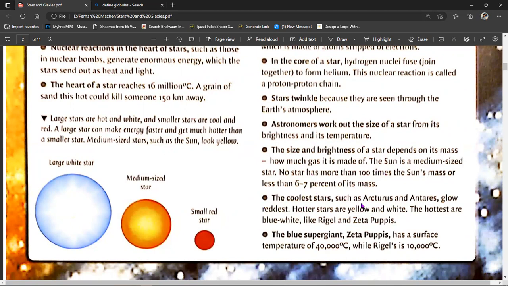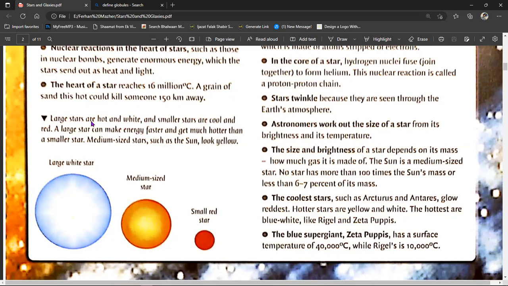The coolest stars, such as Arcturus and Antares, glow reddest. Hotter stars are yellow and white. The hottest are blue-white, like Rigel and Zeta Puppis. A blue supergiant, Zeta Puppis has a surface temperature of 40,000 degrees centigrade, while Rigel is 10,000 degrees centigrade.